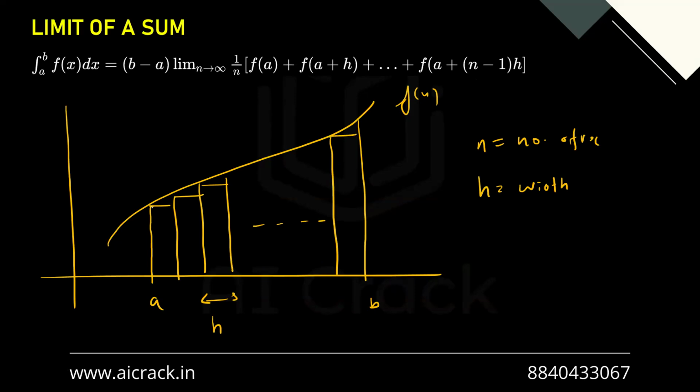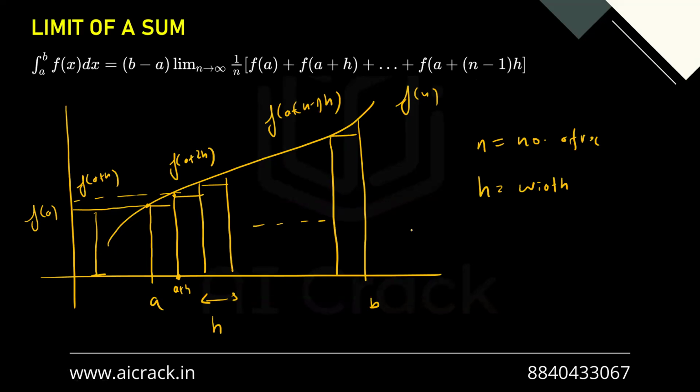So for the first rectangle, this point is nothing but f(a), and that is the height of this rectangle, right? For this particular point, this would be f(a+h), and that would be the height of this rectangle, because this point is nothing but a+h. So for the first rectangle, height is f(a). For the second rectangle, height is f(a+h). For the third rectangle, height would be f(a+2h). So for the nth rectangle, height would be f(a+(n-1)h).